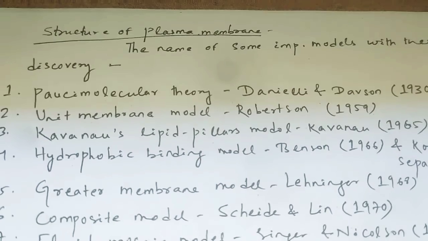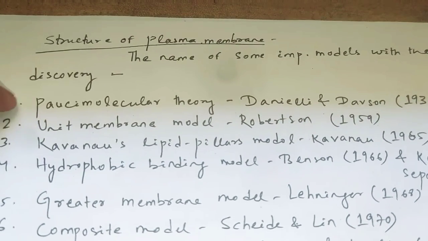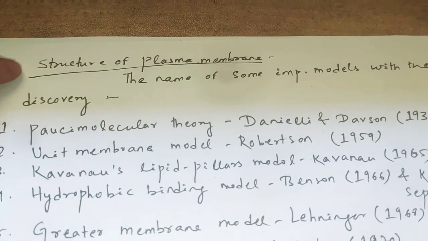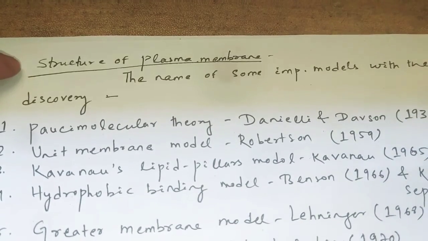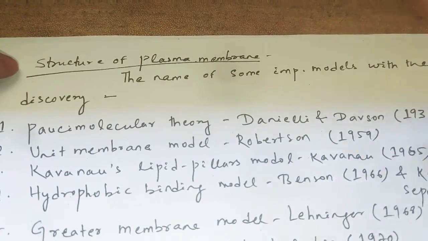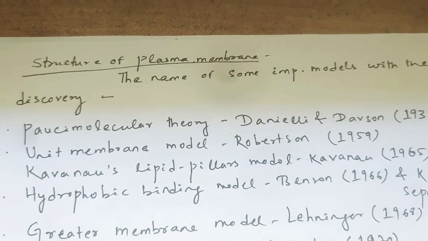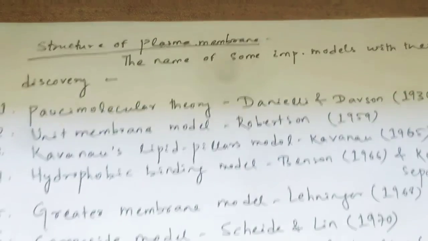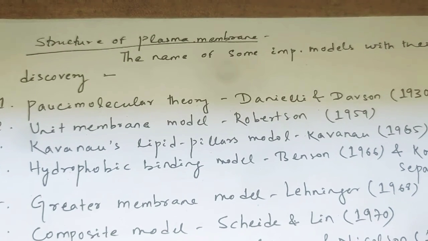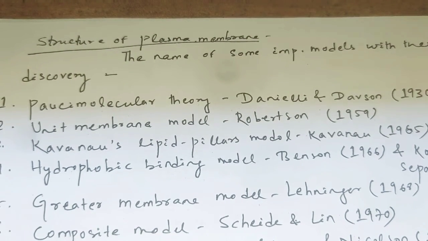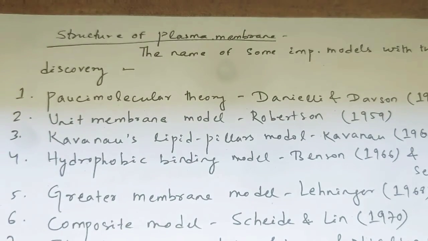So this is all about the structural theories and models given by different scientists to explain the structure of the plasma membrane. Clear? Okay. So out of these theories, one theory is most accepted, that is the unit membrane model, and this is widely accepted by scientists. So here we discuss the unit membrane model first.